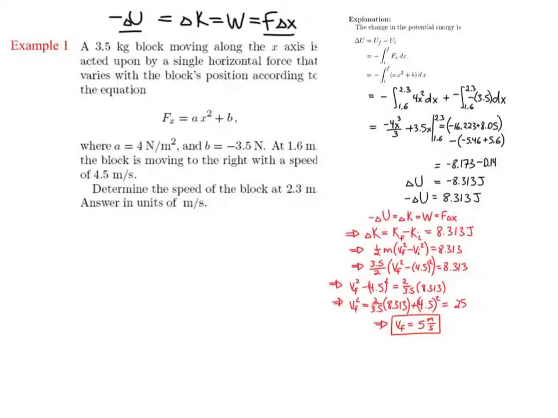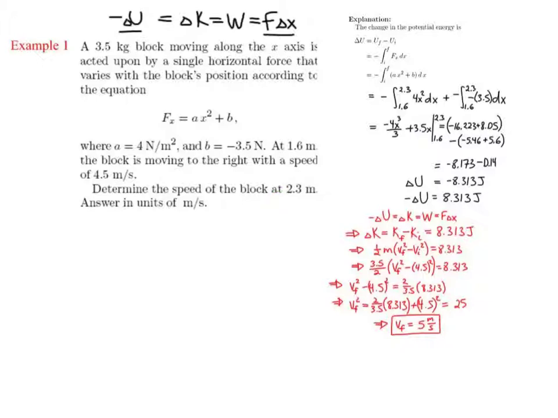Here is a nice example where one can employ the equation of greatness for energy. A 3.5 kilogram block moving along the x-axis is acted upon by a force that is a function of x, as stated in the equation where the constants A and B are given. At a position of 1.6 meters, the block is moving to the right with a speed of 4.5 meters per second. Determine the speed of the block when it is at a new position, 2.3 meters.